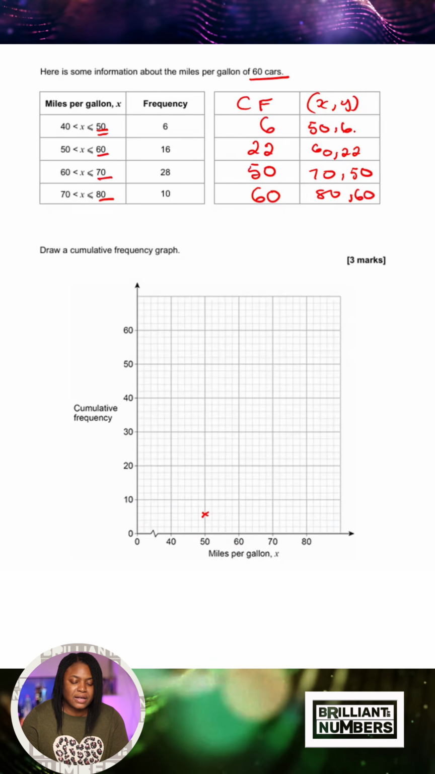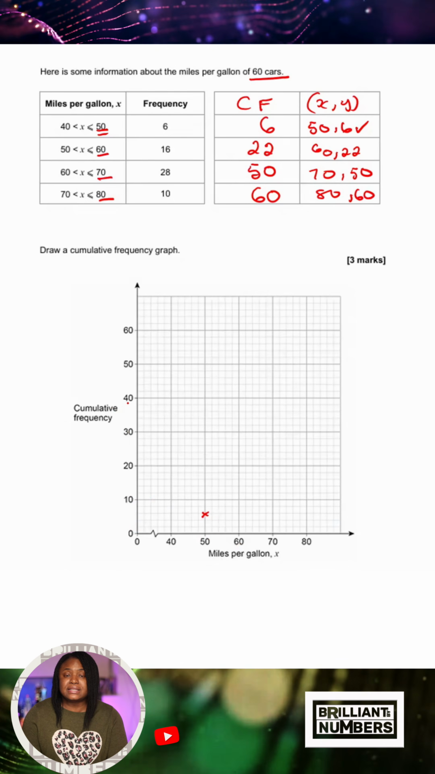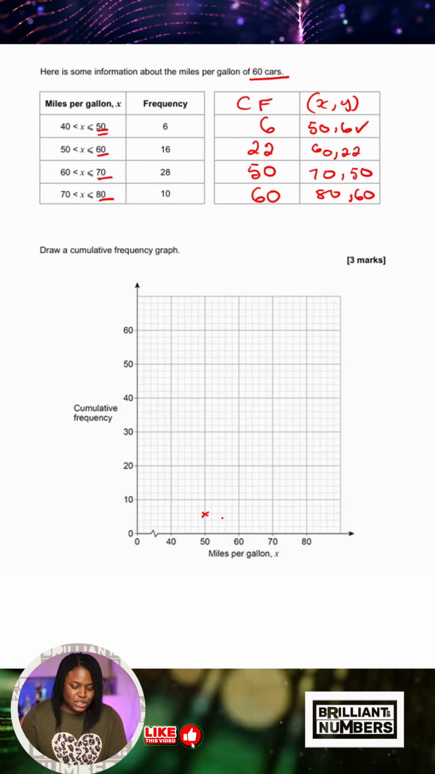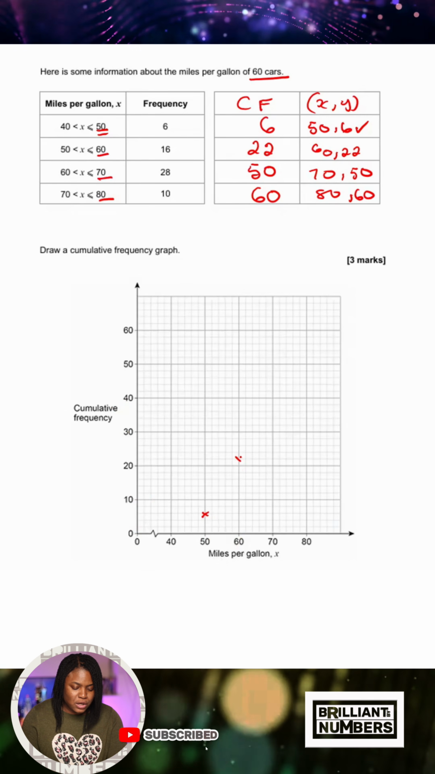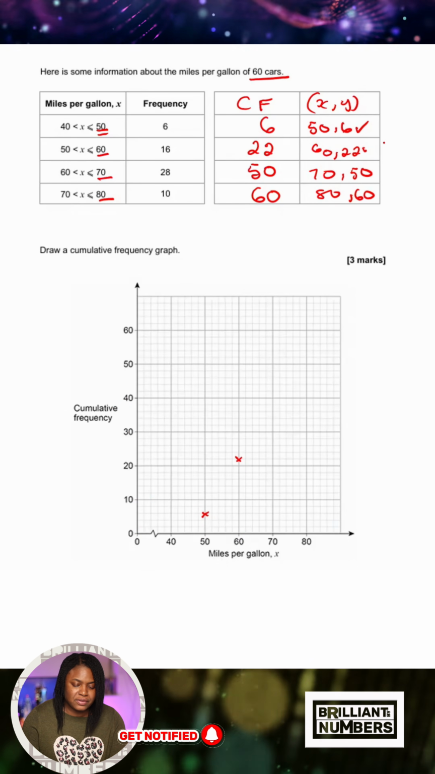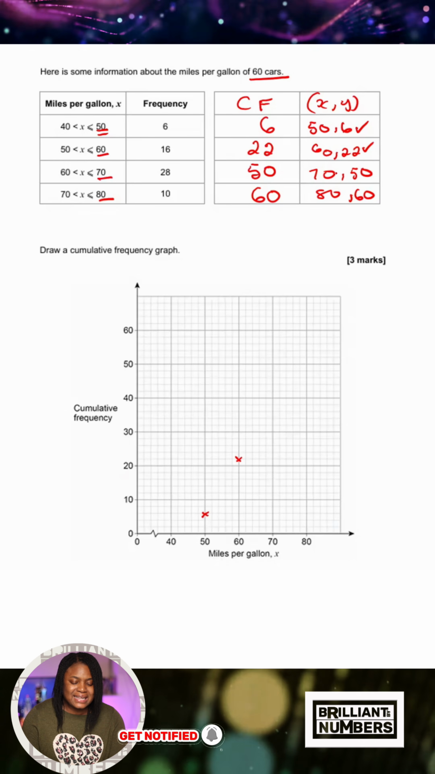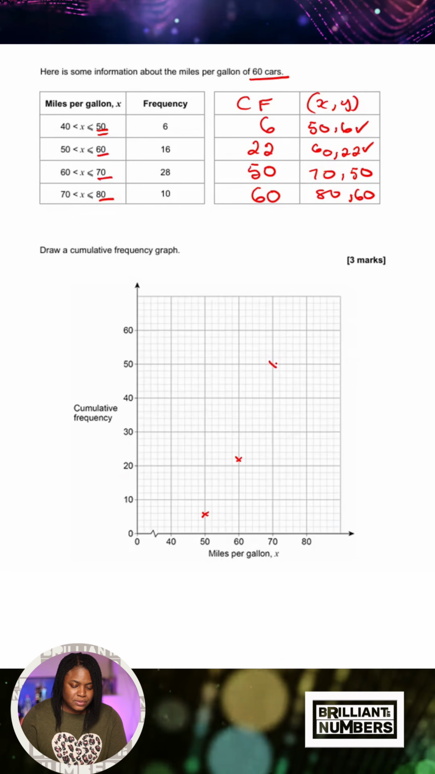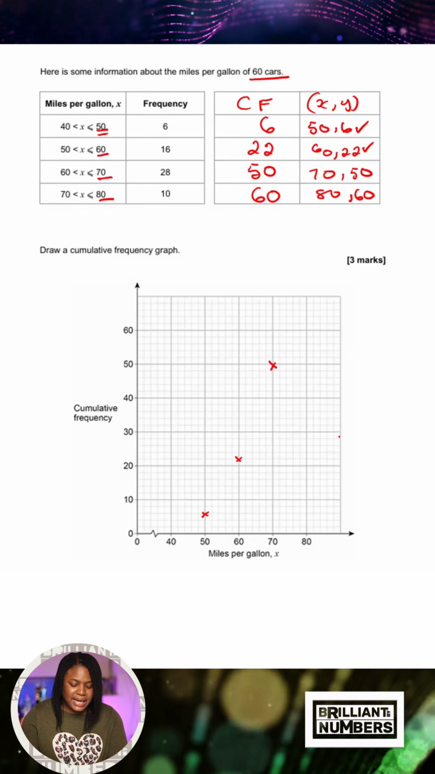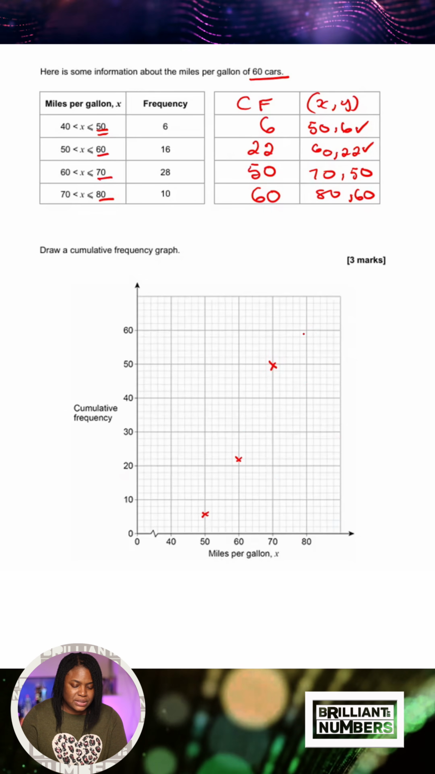We plot a graph as a dot. Then we tick that off. We are now doing 60 to 22. So this is 60. 22 will just be one little tiny square above the 20 there. Then 70 against 50. That one is dead on. So then we need to do 80 to 60, which is also dead on.